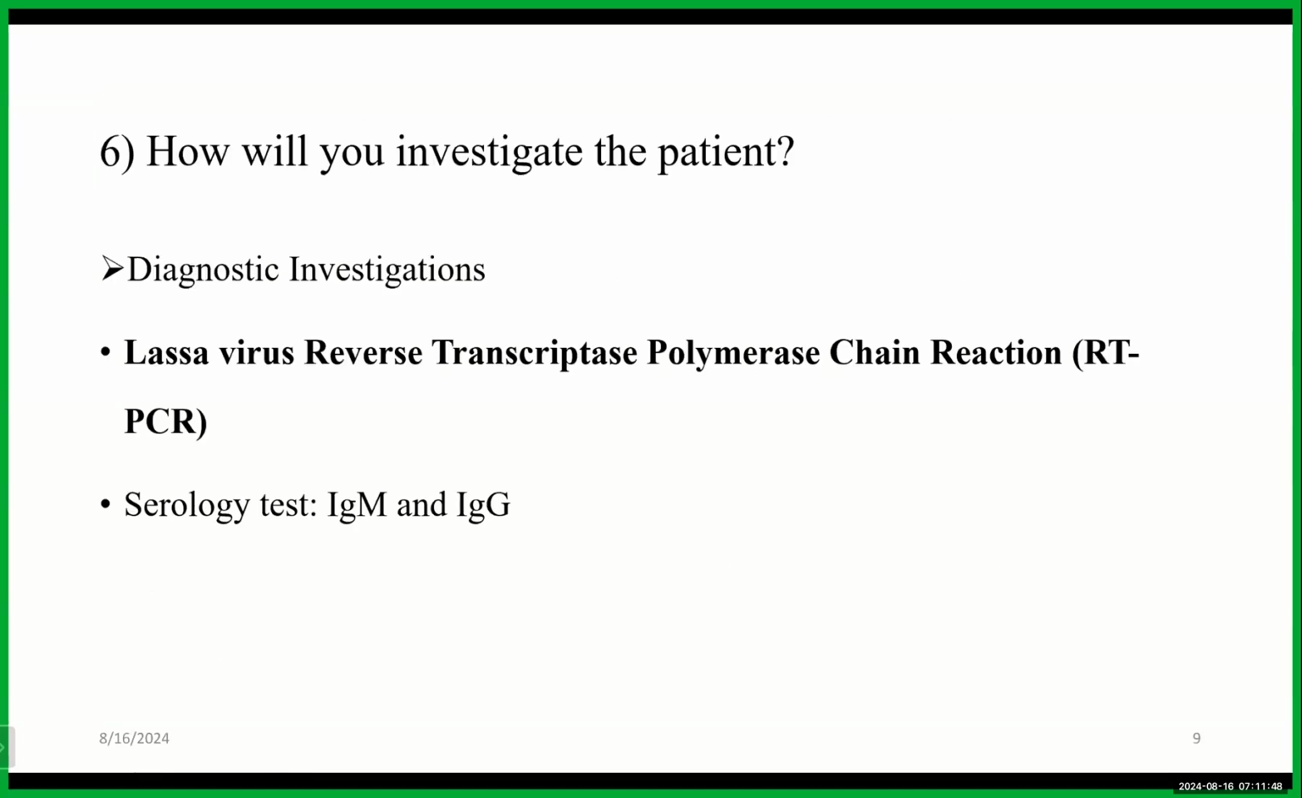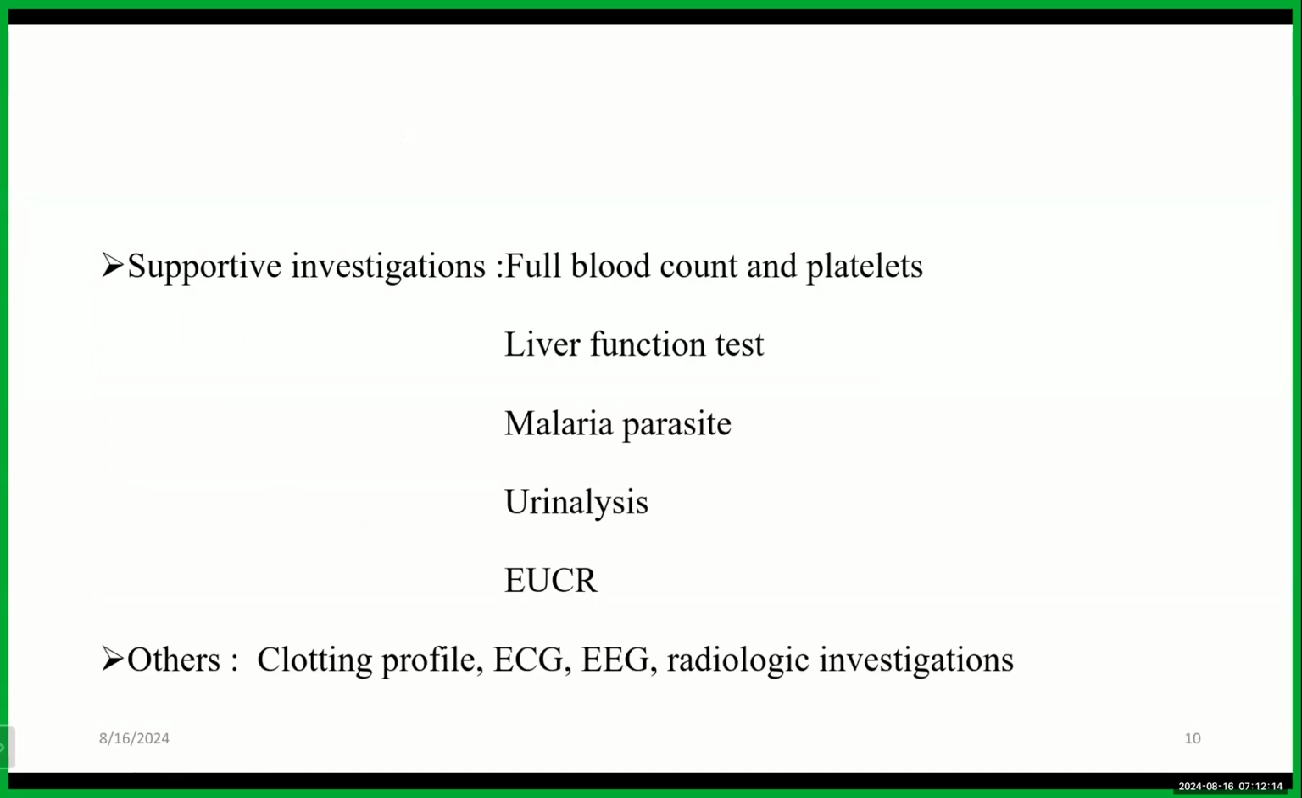So how will I investigate this patient? The investigation of this patient will be divided into 2, the diagnostic investigations and the supportive investigations. For the diagnostic investigations, I want to do a Lassa virus reverse transcriptase polymerase chain reaction. Then I also want to do an ELISA test for serology, which can pick up the Lassa antigen, the IgM, and the IgG. The supportive investigations will further help to check for complications, establish the diagnosis, and also to prognosticate. They will include the full blood count and platelets. Full blood count can show leukopenia with lymphopenia, while platelets can be low.